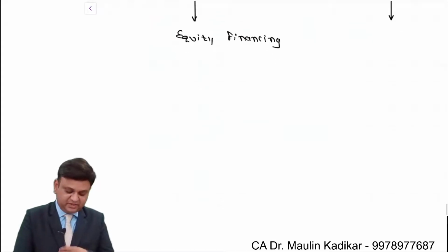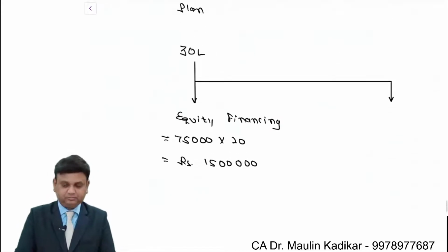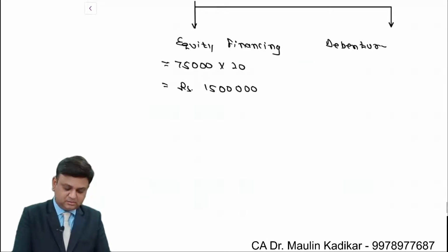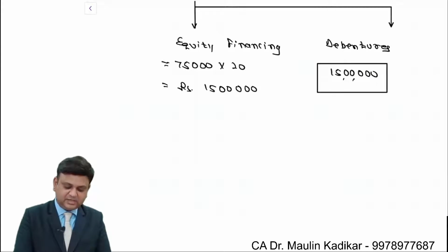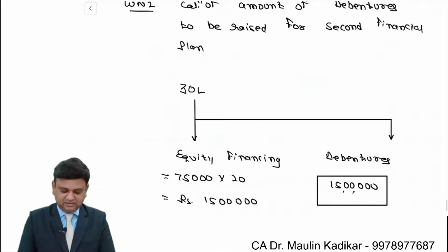We can see that 75,000 equity shares are issued at the rate of 20 rupees. That comes to an amount of 15 lakhs. So out of 30 lakhs, 15 lakhs is by way of equity financing and the remaining is debentures. That is an amount of another 15 lakhs, and this is calculated as a balancing figure. That is the debenture financing.